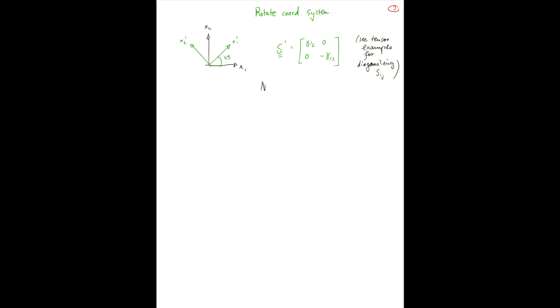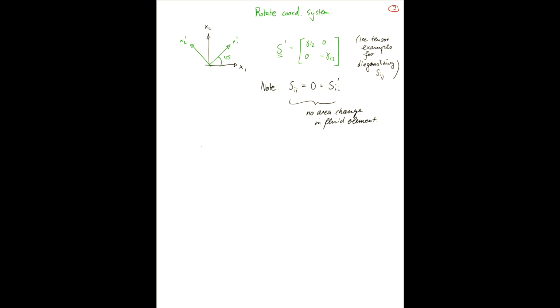And we note here that Sii, which is the trace of S, so that's gamma over 2 minus gamma over 2 in this case, the sum of the diagonal elements, is 0, and that's the same as Sii'. So there's no area change in the fluid element, which is good since the trace is an invariant for our second order tensor. So that just confirms that.